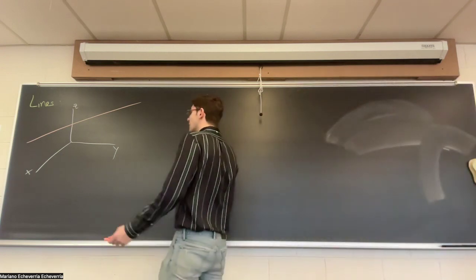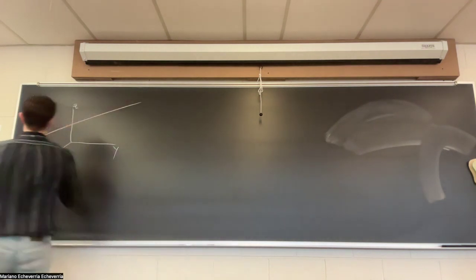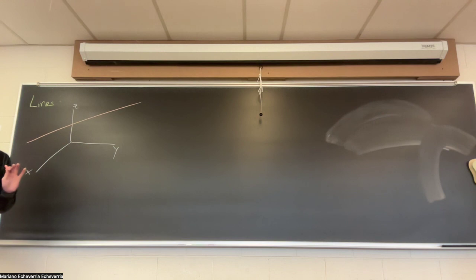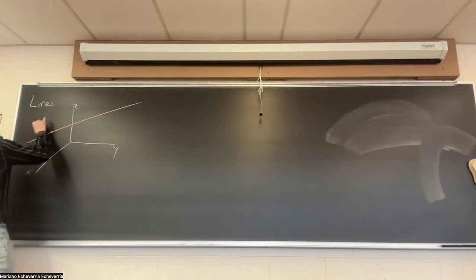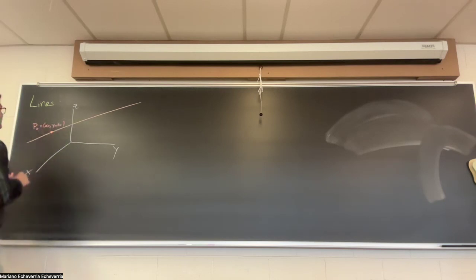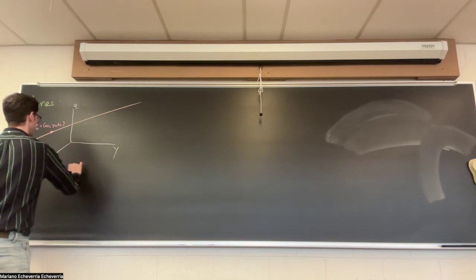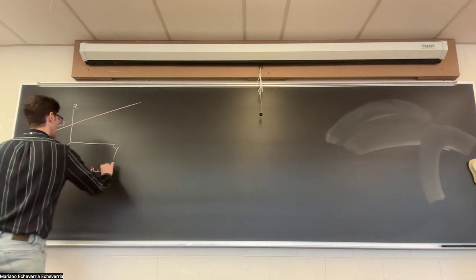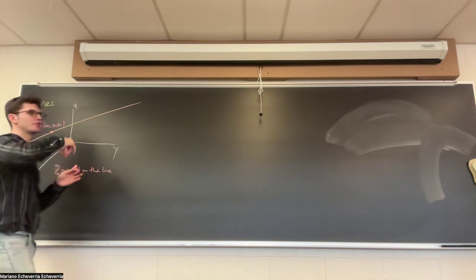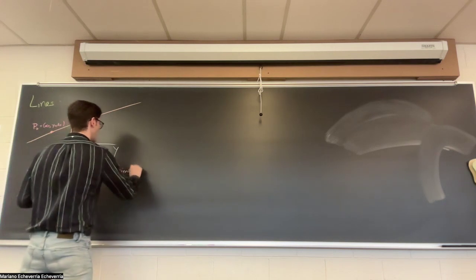So in practice, what that means is that to specify a line, what you need is a point which you think of as the initial point. I'll call that P naught, so let's call that x naught, y naught, z naught. This is just a point on the line, which you can think of like the point that you are in at time zero.